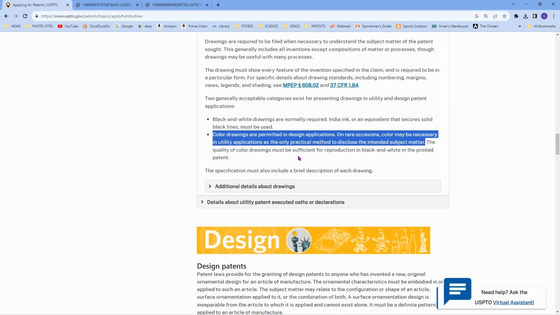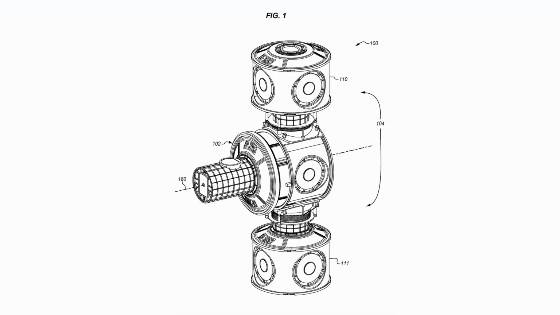And even if I do a computer rendered or computer generated drawing, I try and have it rendered in hidden line mode so that it actually looks like a line drawing when published.